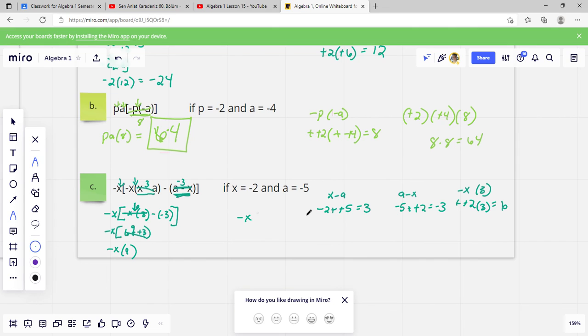Negative x is going to be negative 2 times 9. Those will cancel, and I'll get 9 times 2, which is 18. The answer to that one is 18.